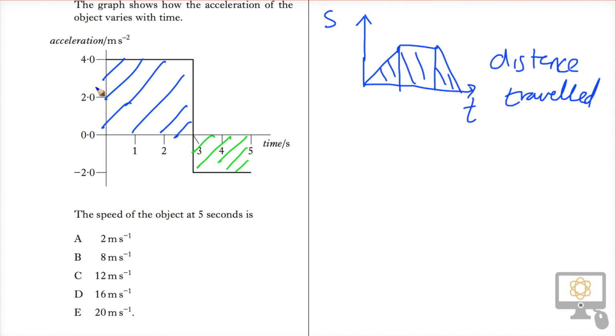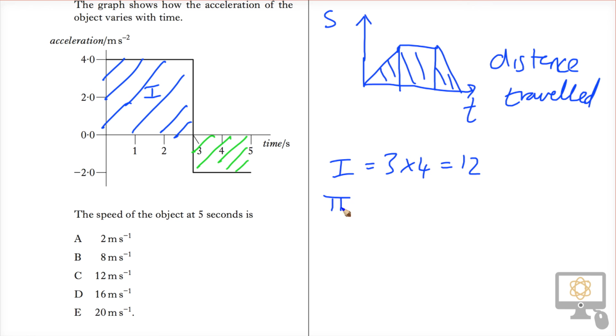We're going to find out the area of this section, and that's a positive speed, and we'll find out the area of this section, that's a negative speed, and we'll add those together to get our final speed. So for the first section, I'll call that section 1, the area is 3 times 4. So 3 times 4 is equal to 12.